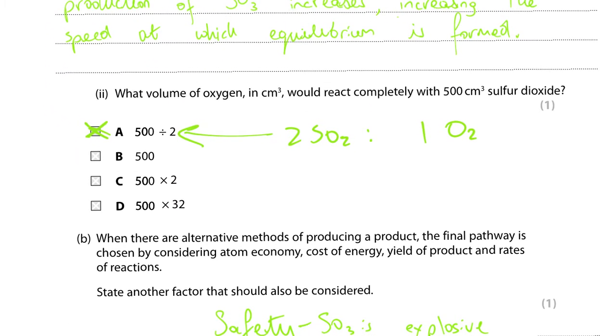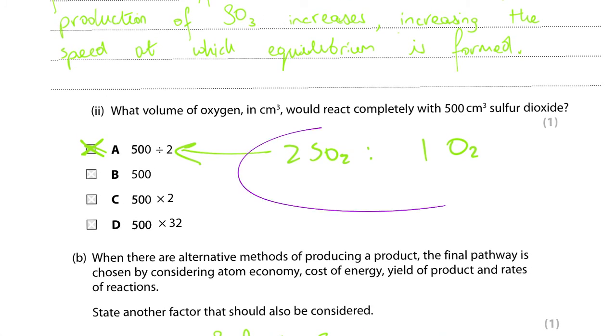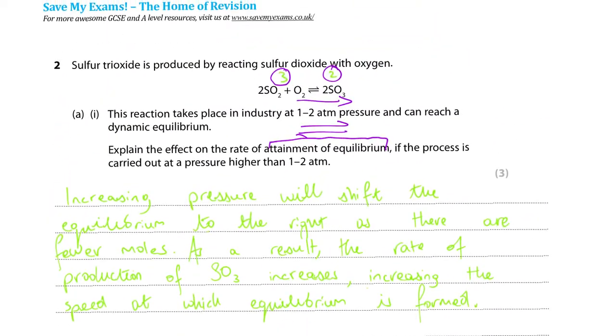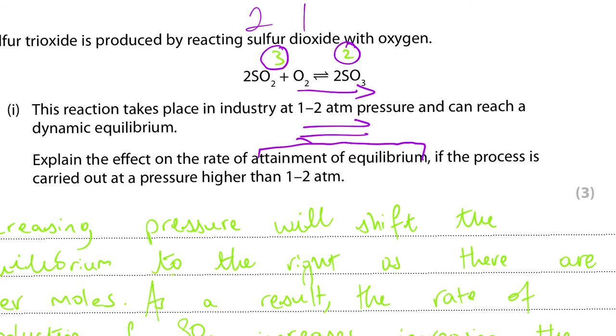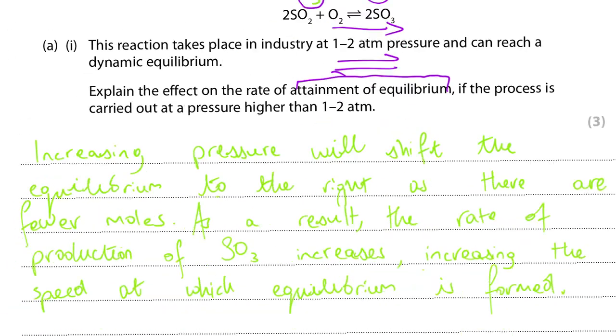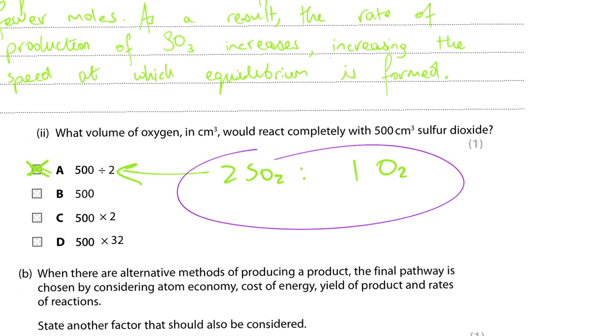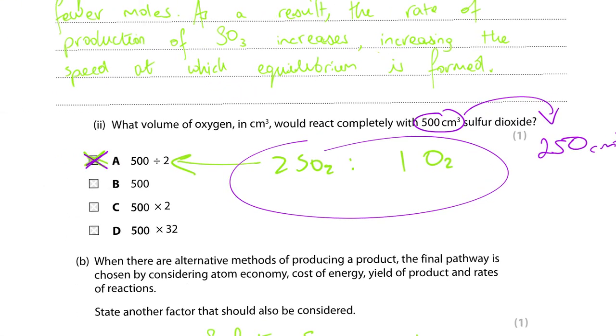What volume of oxygen in centimetres cubed would react completely with 500 centimetres cubed of sulfur dioxide? Well, my workings are here for you to see, but in my equation, for every 2 dioxides, I've got 1 oxygen. So that's going to mean I'm going to need twice as much sulfur dioxide as oxygen. So if I've got 500 centimetres cubed of dioxide, that's actually going to mean I'm going to need 250 centimetres cubed. And 250 is half of 500.